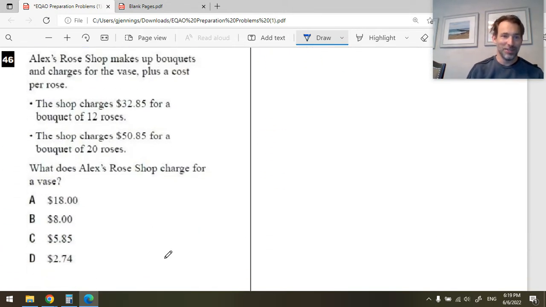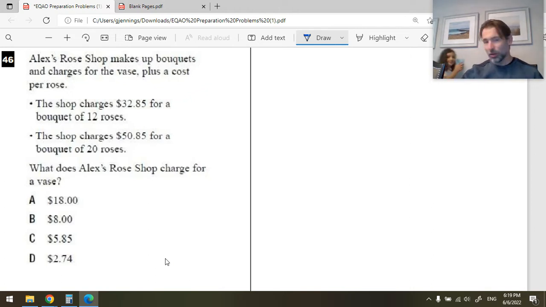Axl Rose's shop makes bouquets and charges for the vase, plus a cost per rose. The shop charges $32.85 for a bouquet of 12 roses. The shop charges $50.85 for a bouquet of 20 roses. So what does Axl Rose's shop charge for a vase?